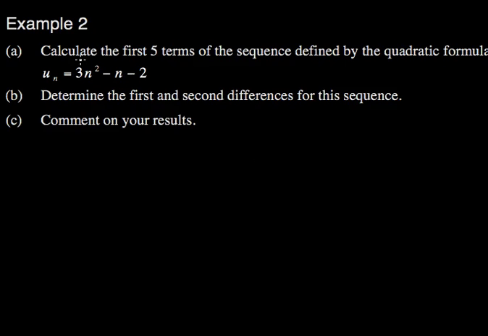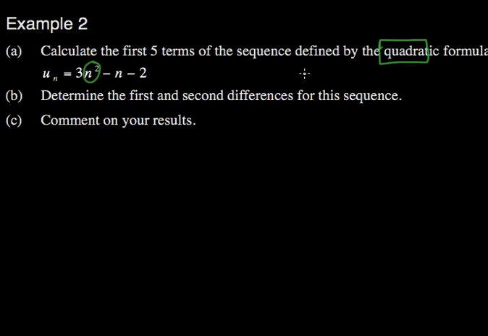It's asking us to calculate the first 5 terms of this quadratic sequence. What makes this quadratic? The word quadra is Latin to mean square, and this has an n squared term in it. This makes this sequence quadratic. If it doesn't have this and it's just n minus 2, for example, then that would be linear, and that's what we did in the previous videos.